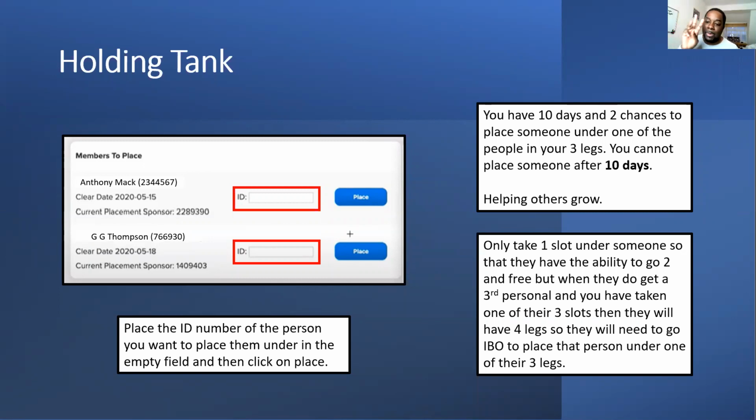Why is that? Because they look at your top 3 legs. Okay? Your top 3 strong legs. That's what they focus on. Okay? So when you look at it, you might have 4 or 5 legs. They're going to go for the top 3.